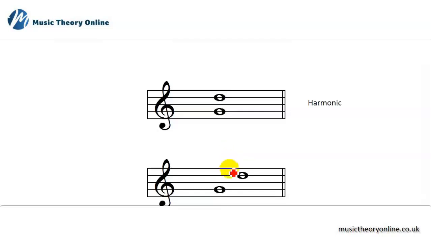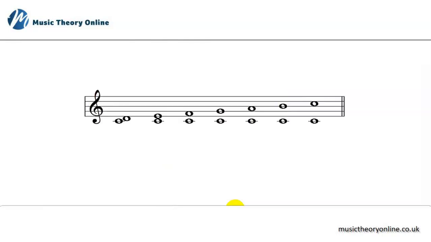Now with the second example, the top note is to the right of the bottom note. It could actually be to the left, but it's not directly above that note. And when notes are positioned like that we call them melodic intervals. Let's have a look at another example.